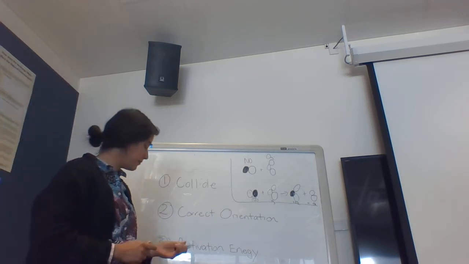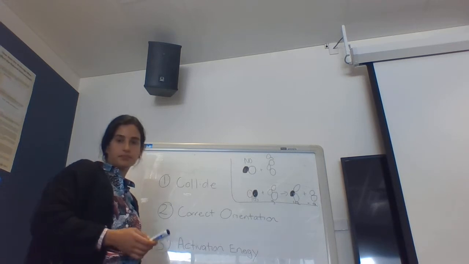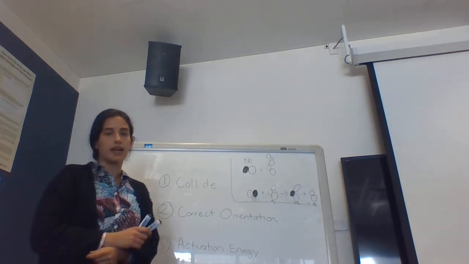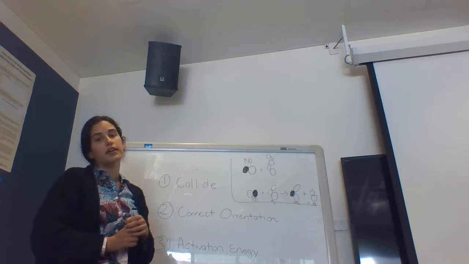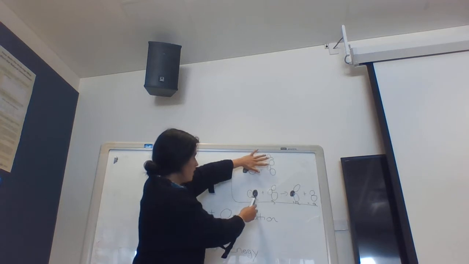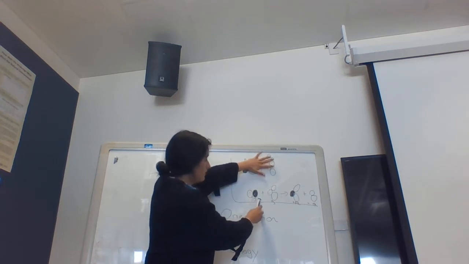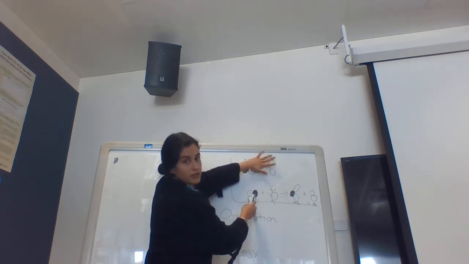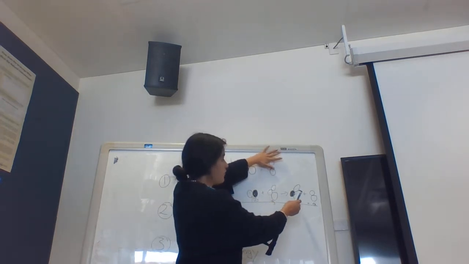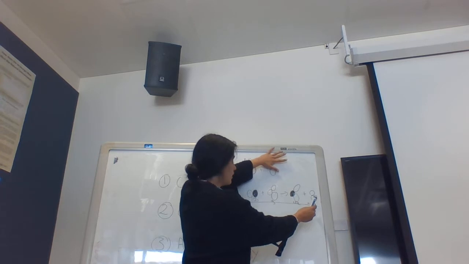So, collide. Well, that's pretty straightforward. Got two molecules. They have to hit each other, otherwise they're not going to react. Okay? What about the correct orientation? If we have a look at this diagram down the bottom, we've got nitrogen monoxide, the black one's the nitrogen, the clear one's the oxygen. We've got O3, and we've got that forming nitrogen dioxide and O2.